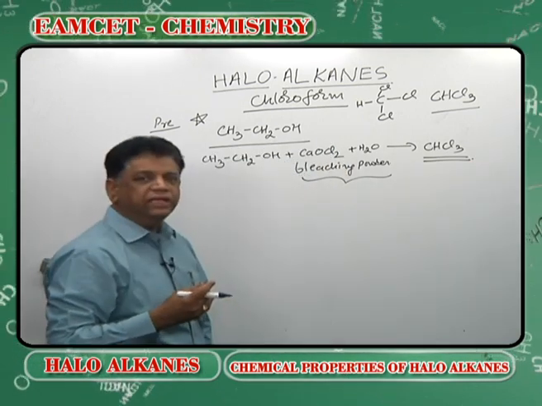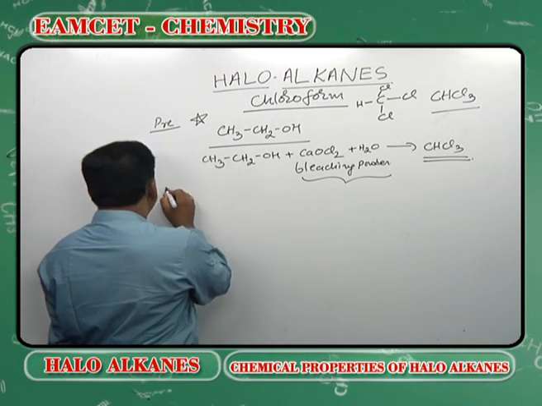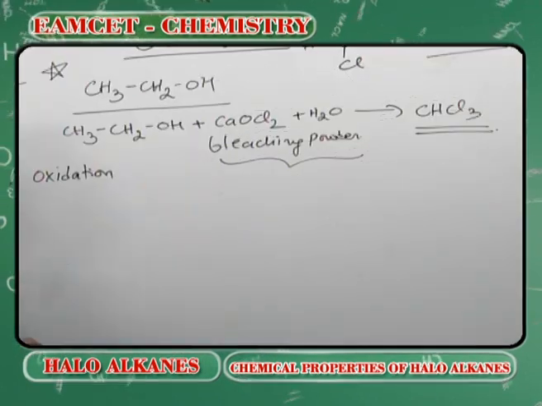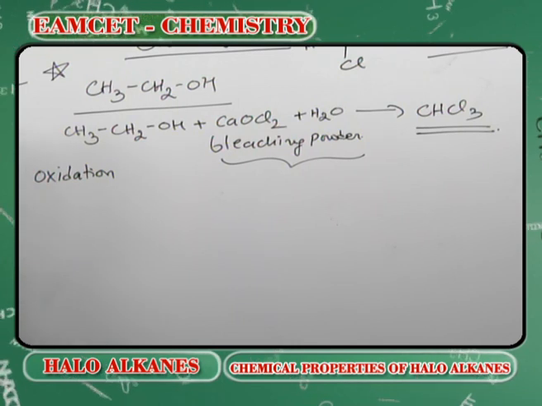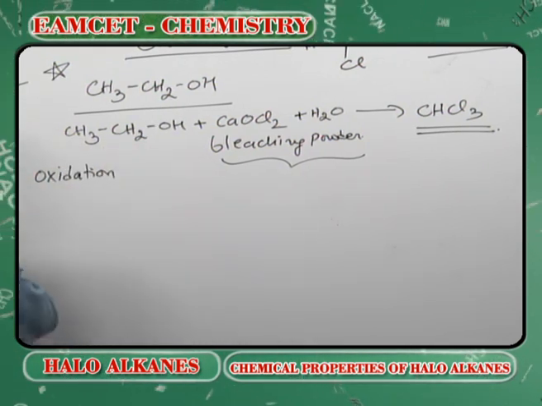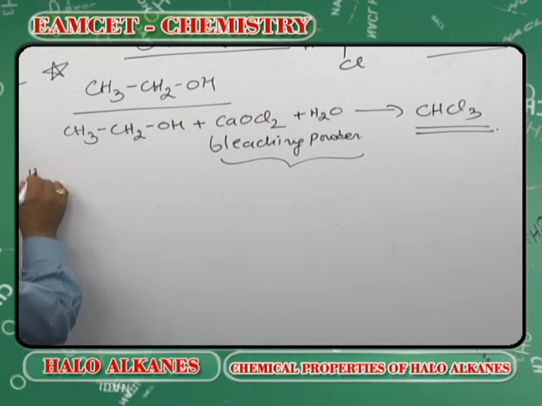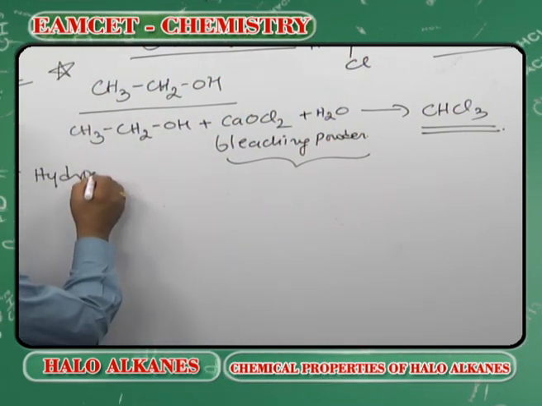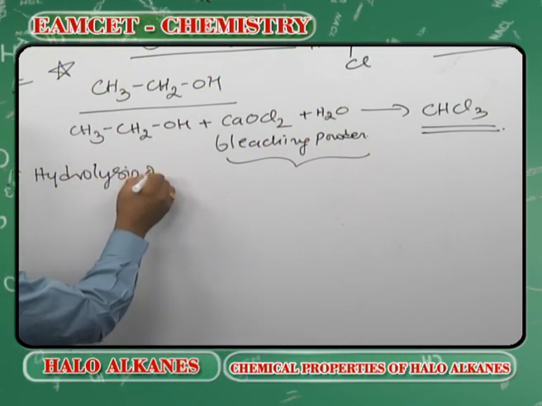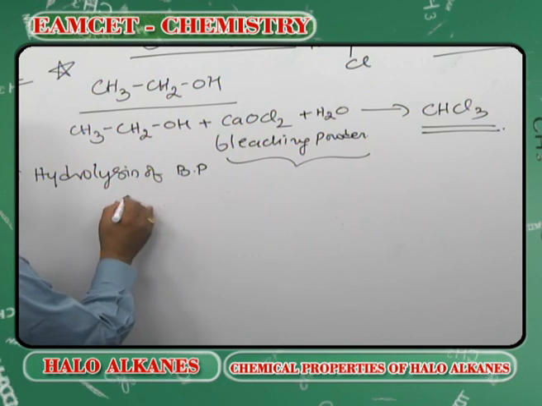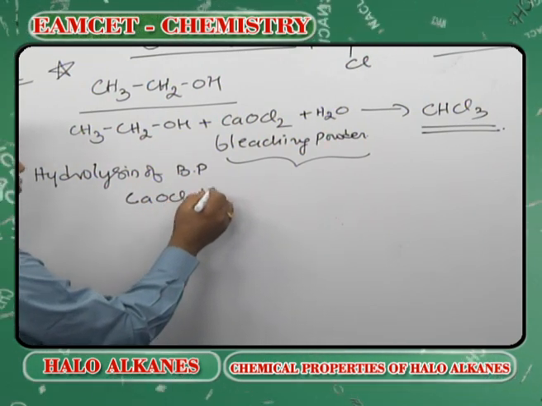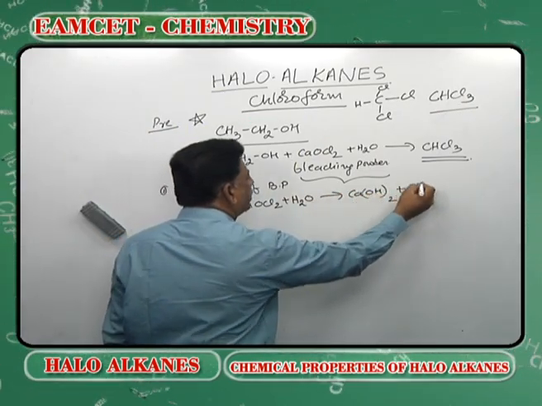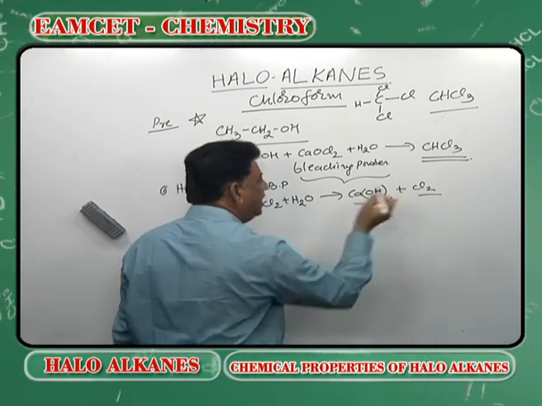However, this has some internal steps. In the first step, the oxidation of alcohol. Using the same reagent, calcium oxychloride and water, the ethyl alcohol is oxidized. Before that, we can take the hydrolysis of bleaching powder also, because bleaching powder as such is not reacting; first it generates chlorine. Hydrolysis of bleaching powder: this bleaching powder, calcium oxychloride, reacts with water and gives calcium hydroxide and liberates chlorine. So we are interested in this base and the halogen.